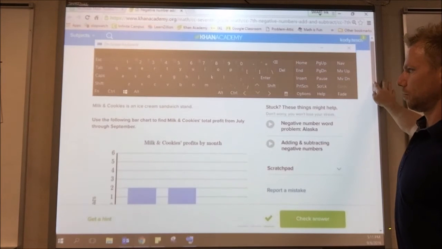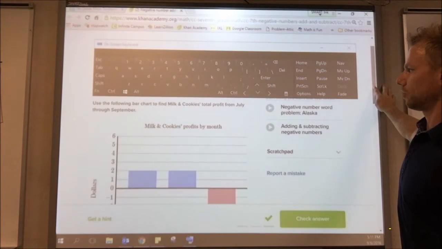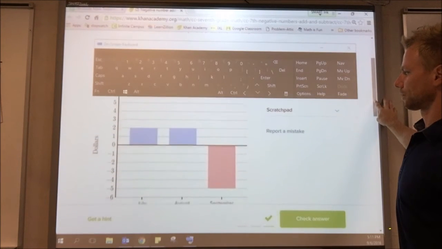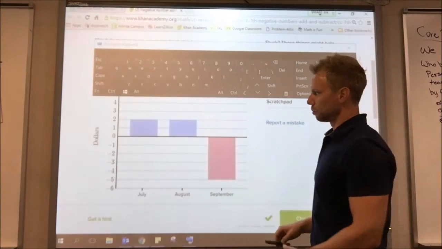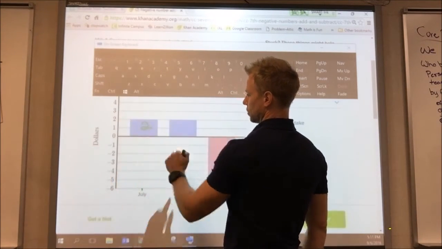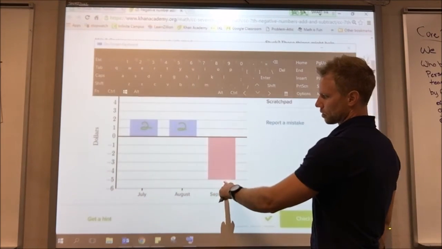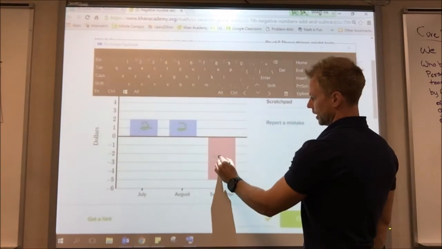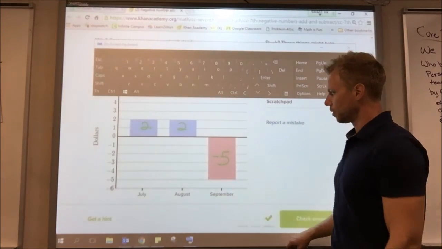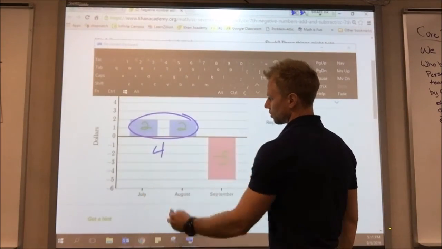This one says, Milk and Cookies is an ice cream sandwich stand. Use the following bar chart to find Milk and Cookies' total profit from July through September. Okay, so this blue bar above the line represents a positive 2 because it goes up to 2. That blue bar is also a positive 2. This one goes down to negative 5, all the way down. So we need to combine those. We can put the two positive numbers together. 2 and 2 is 4.